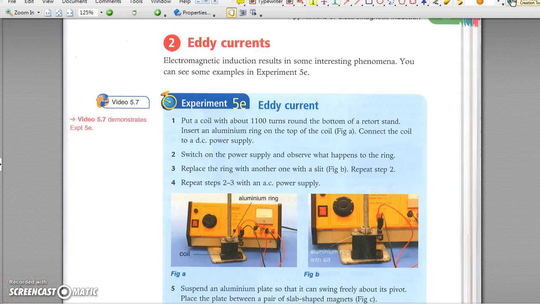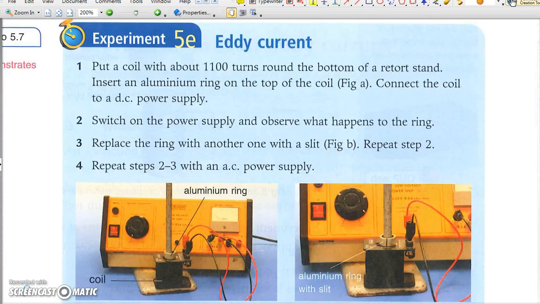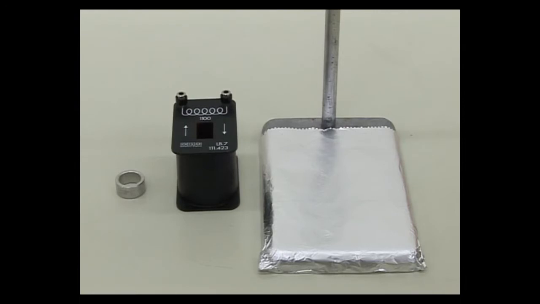Part 2. Eddy currents. When an induced current flows inside a single conductor, usually in the form of a circular loop, the induced current is called eddy current. Let's take a look at the following experiment about eddy current before we move on. We will study the effects of eddy current induced in a piece of metal when the metal is placed in a changing magnetic field or moves in a magnetic field.